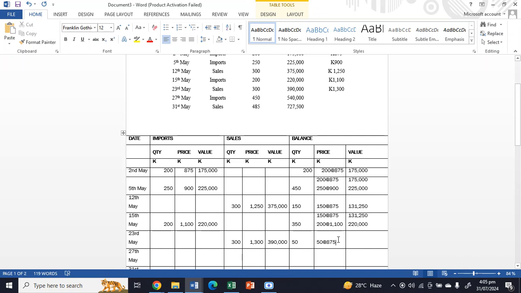And we calculate the total value. So you're going to say 50 times 875. That's 43,750.